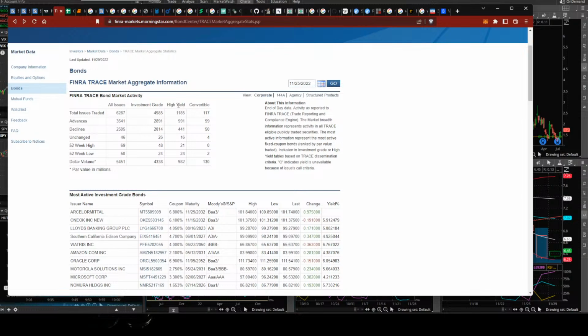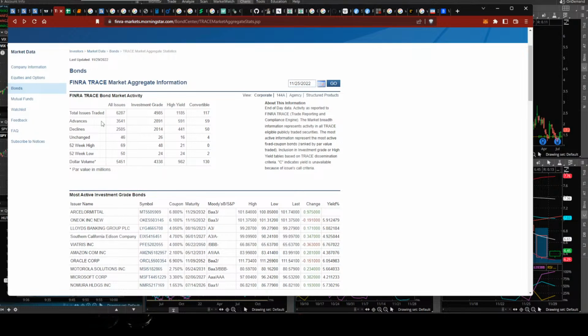So high yield is junk bonds. What we take is the advances over declines. Issues traded. I know in past videos I've talked about junk bond issues. Junk bond issues are not, quote unquote, problems. That's not how we use the word issues. It means bonds that were issued, bonds that are traded out in the market. That's what we mean by issues.